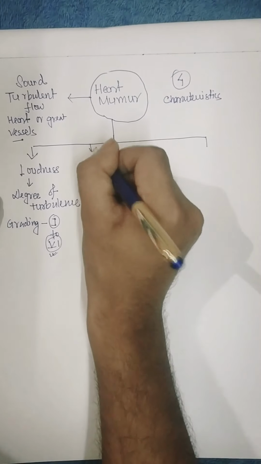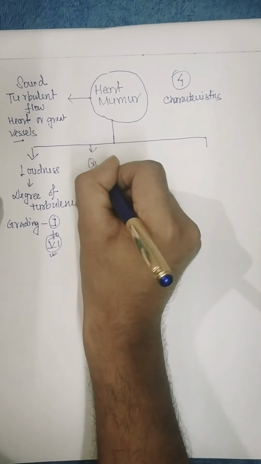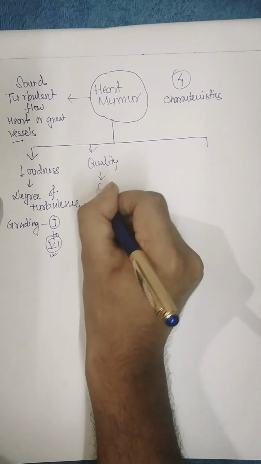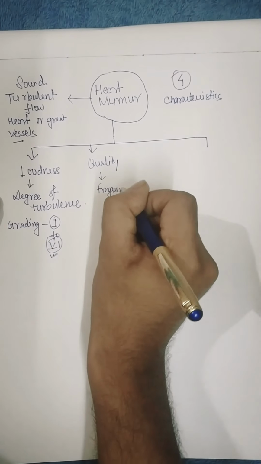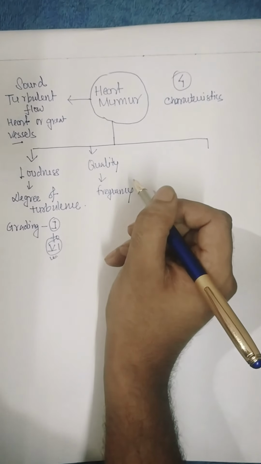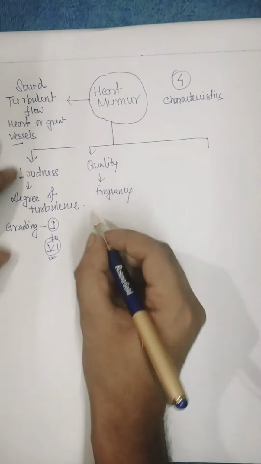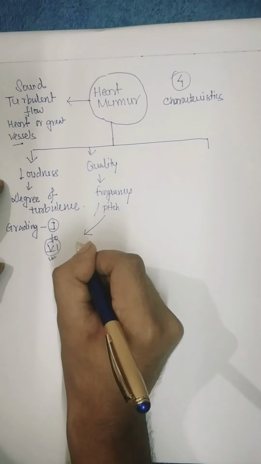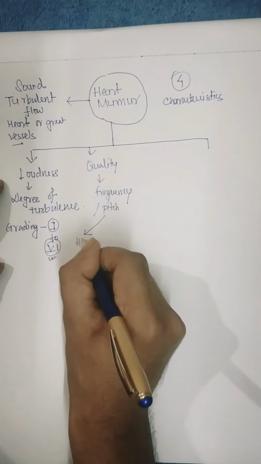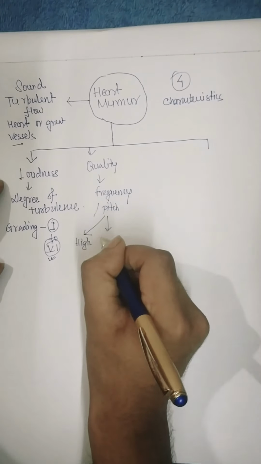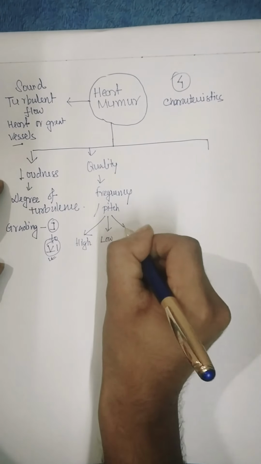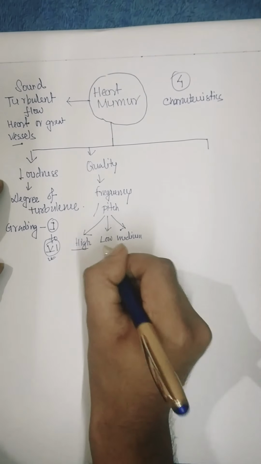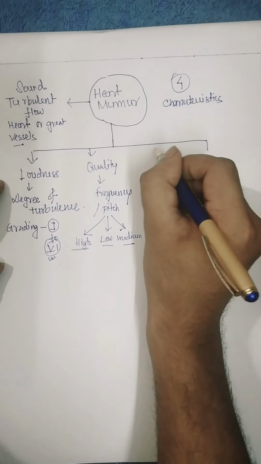The second characteristic is the quality. Quality is the frequency of the sound which the murmur generates. So it is also described in pitch. There are 3 types of pitch. This is easy: high pitched, then low pitched, then medium pitched. Easy one. Now comes the tougher one, the location.